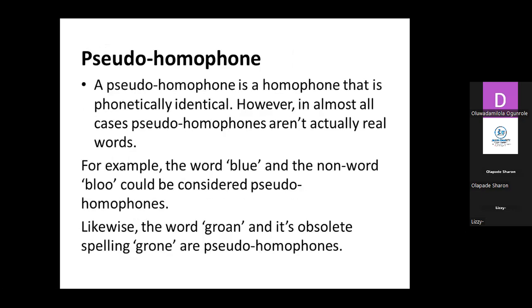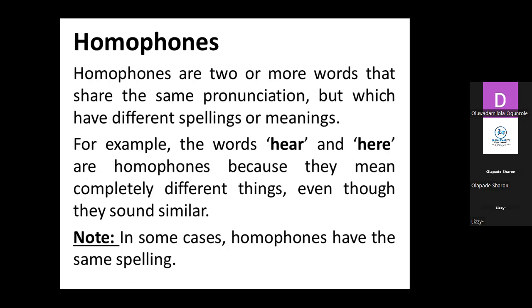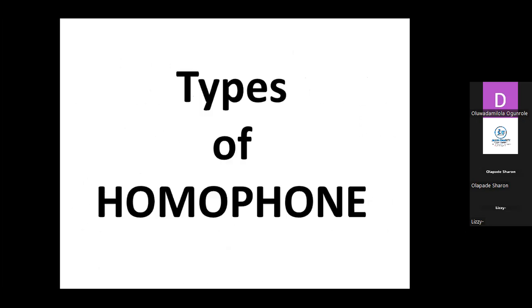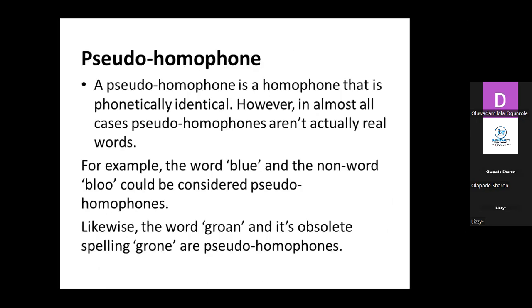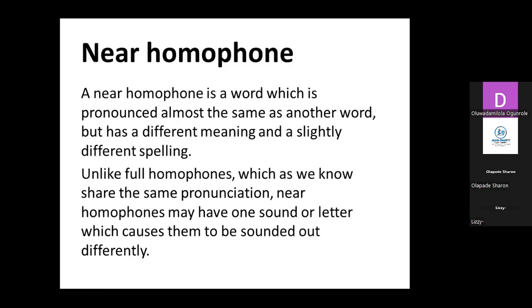We started from the topic homophones, and then we had two or more words that have the same pronunciation, but different spelling or different meanings. And then we said there are types of homophones. You have pseudo-homophones, where you have one word that is a word and another that is a non-word, but identically pronounced like the other word. Then we have near homophones, which are words that have different meanings, though pronounced the same way, and are slightly spelled differently.